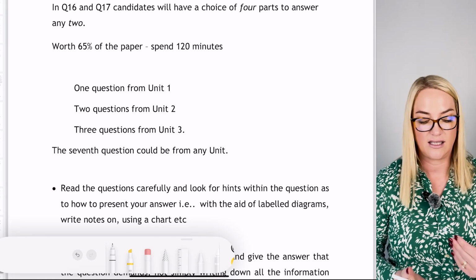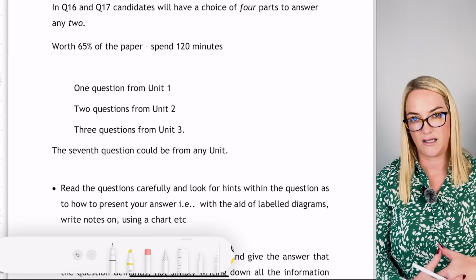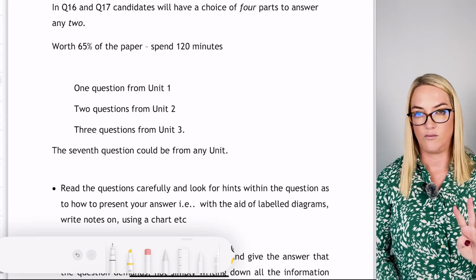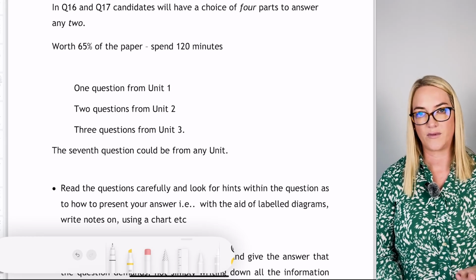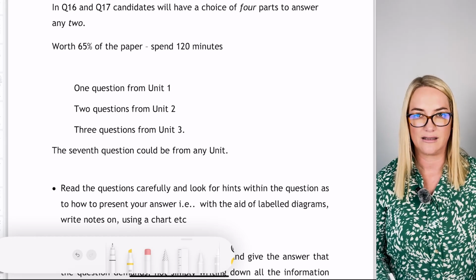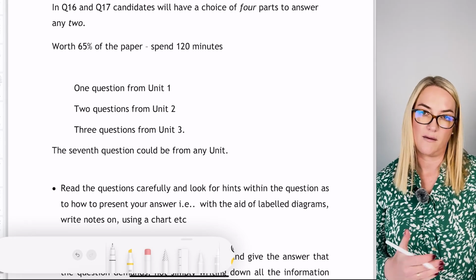This section C is worth 65%, and I would strongly advise you to spend 2 hours on this section. If you're answering 4 questions, you're spending no more than 30 minutes on the question. If you find that you've gone over 30 minutes, stop, leave it. Leave a few pages and then, if you have time at the end, come back to it.